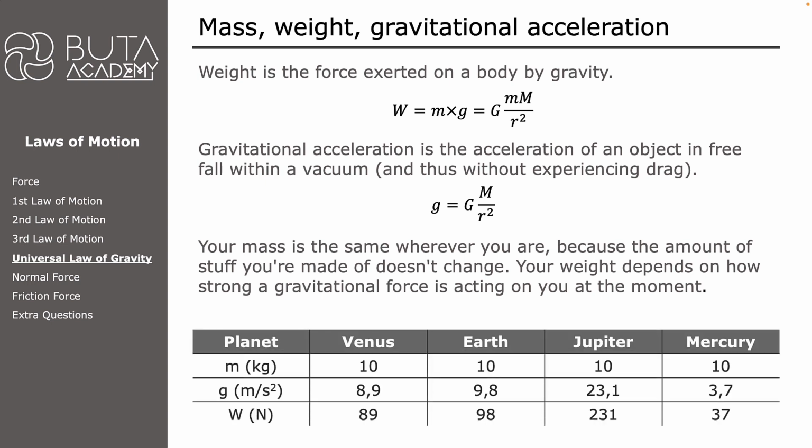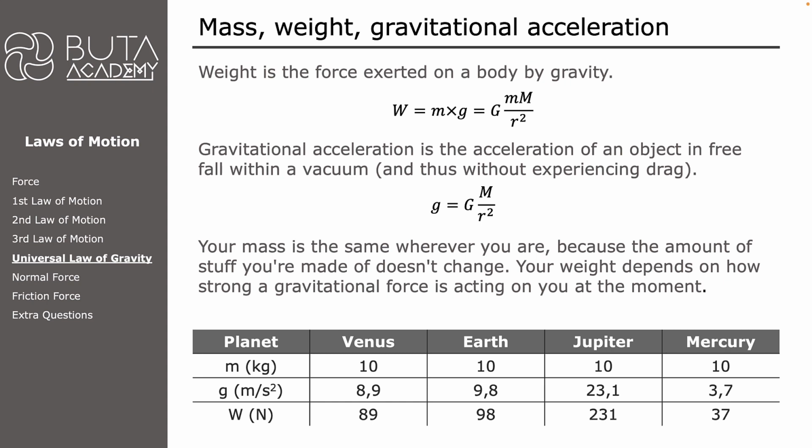On the table, we can see the comparison of the weights of the same object of mass 10 kg on different planets. The average gravitational acceleration on Earth is 9.8 meters per second square, and the weight is 98 newtons. We say average gravitational acceleration because even on the surface of the Earth, g is not constant. For example, it has greater value on the poles and smaller value on the equator.